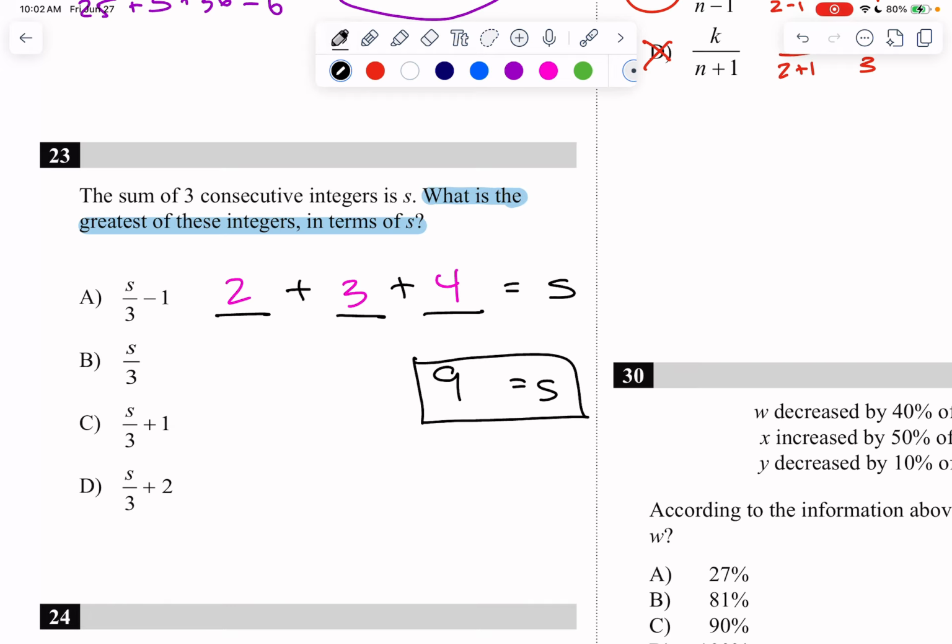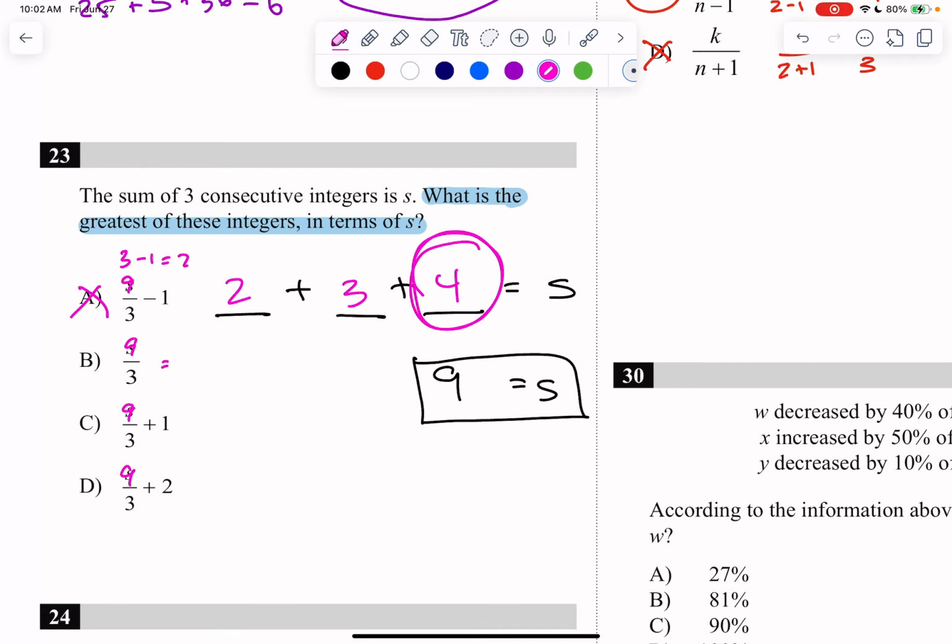What integers? Oh, the integers I picked. Which one's the greatest? 4. So I'm looking for 4. In goes the box, out comes the circle. Put in a 9, get out a 4. Well, let's put in 9s for my S's here. 9 over 3, well, that's 3. 3 minus 1, that's 2. Not that guy, I'm looking for 4.